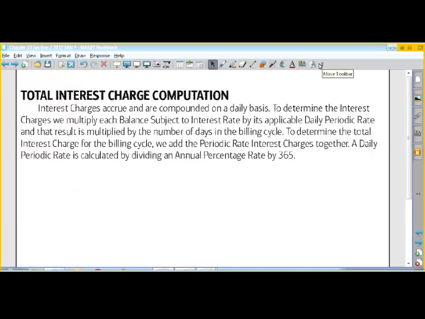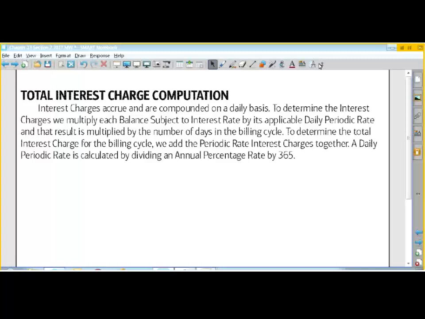This is from my last month's credit. So in the fine print, it says the interest charges accrue and are compounded on a daily basis. To determine the interest charges, we multiply each balance subject to interest rate by its applicable daily periodic rate. So what that means is they're going to charge you on a daily basis, and they take the yearly interest rate and divide by the number of days in the year. So if your interest rate's 10%, your daily rate is 10% divided by 365.